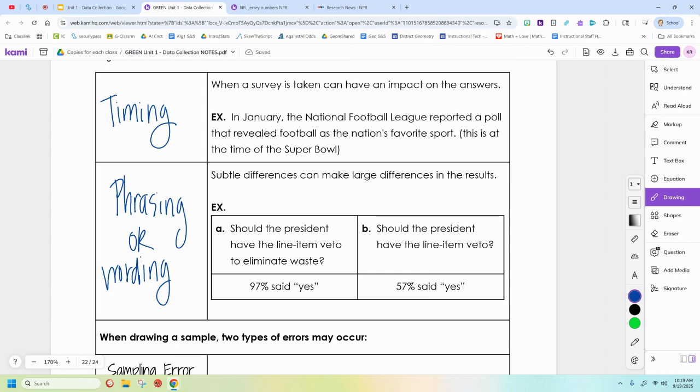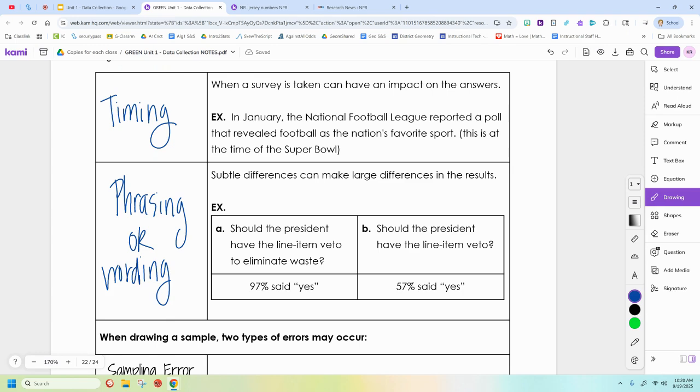So the question might be like this one: should the president have the line item veto to eliminate waste? So when a president is signing off on a bill about a budget, should they have to veto the whole thing, or can they veto parts of it? Does that make sense? So for this one, 97% said yes. For this one, should the president have the line item veto option or power? 57% said yes. So clearly, when you take the context out of it, it has good and bad implications.